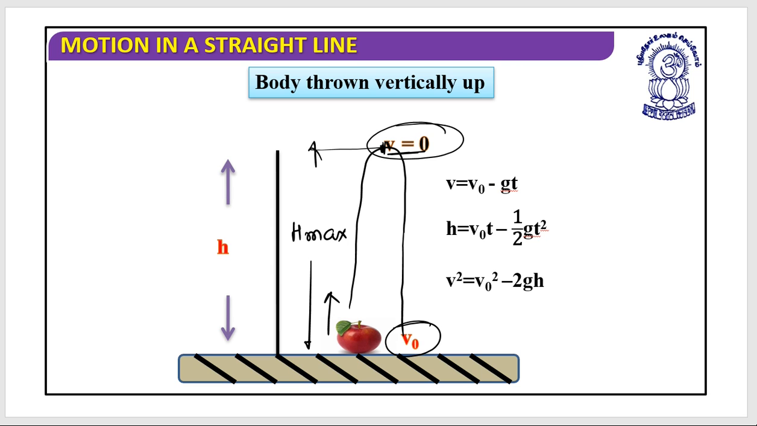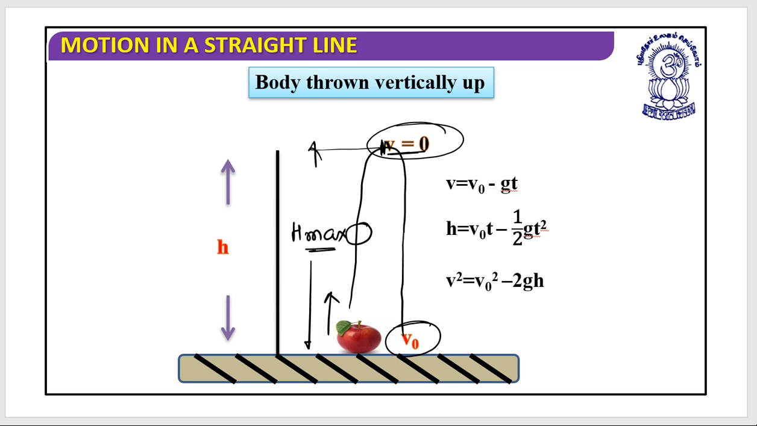Then it must be returning. So at that point, for a fraction of a second, its velocity would be equal to 0, and this is the maximum height. So now what would be the situation if you assume this correctly?